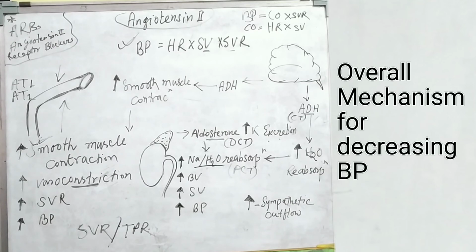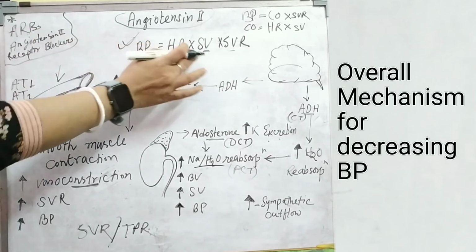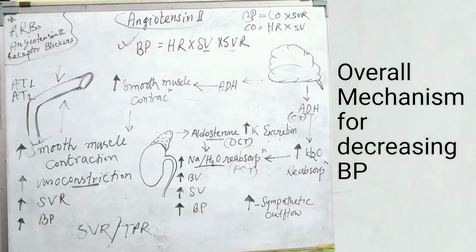So what is the work of ADH? It is called the antidiuretic hormone. It helps in the reabsorption of water. As we saw above, the water reabsorption will increase the blood volume. If the water is retained, then blood volume increases, which will increase the stroke volume and which will increase the blood pressure again. So this is the way.